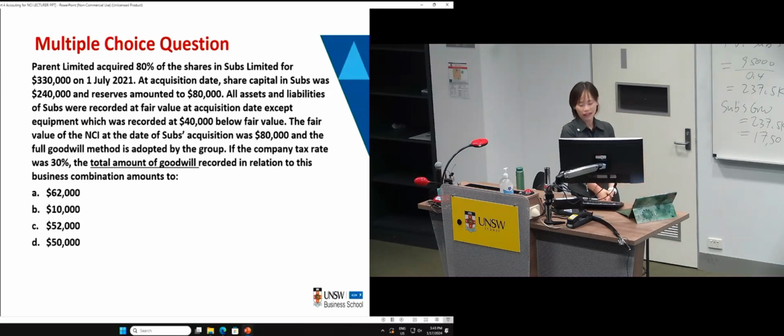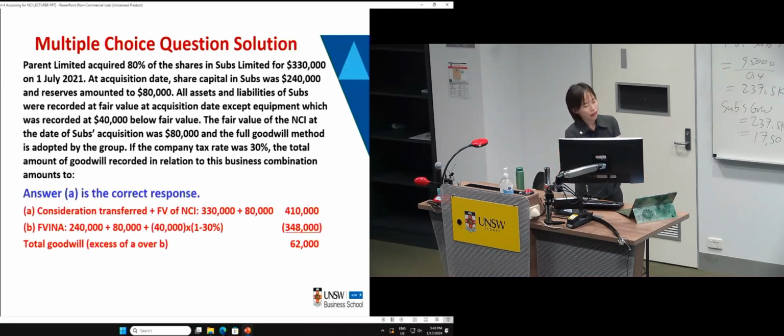Now, A is correct, right? A is correct. Now, let's look at this calculation together. How do we identify the total goodwill in relation to this business combination? We need to identify consideration plus fair value of NCI, right? Consideration is given, 330,000. Fair value of NCI, we can also find this information here, right? That is 80,000. So in total, that is 410,000. And then you're going to determine the net assets. The difference of these two represents the goodwill.